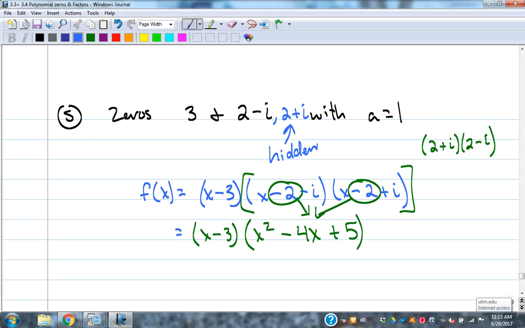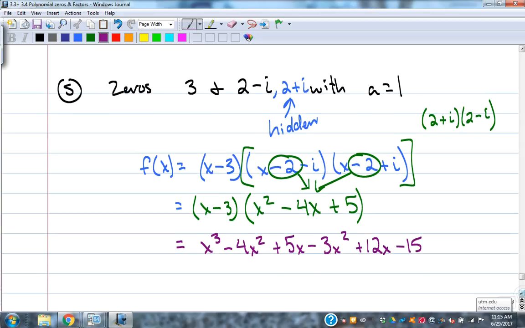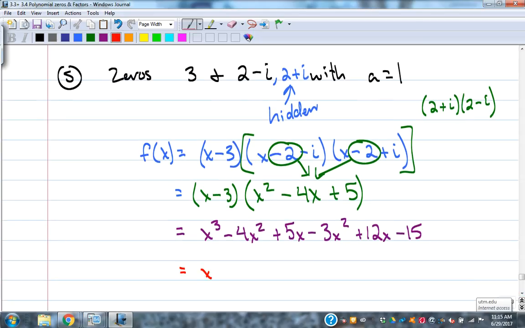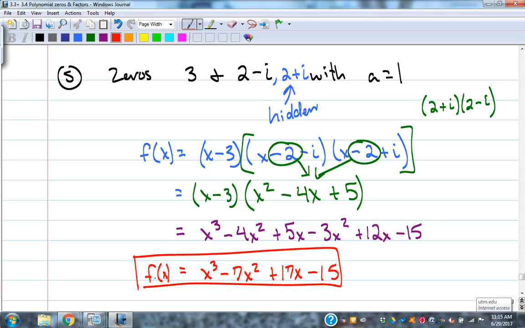So then we're going to multiply x minus 3 to all of that, which is a little easier. That'd be x cubed minus 4x squared plus 5x, and then multiply by negative 3: negative 3x squared plus 12x minus 15. Final step, simplify that: x cubed minus 7x squared plus 17x minus 15. And there we've built a polynomial out of that.